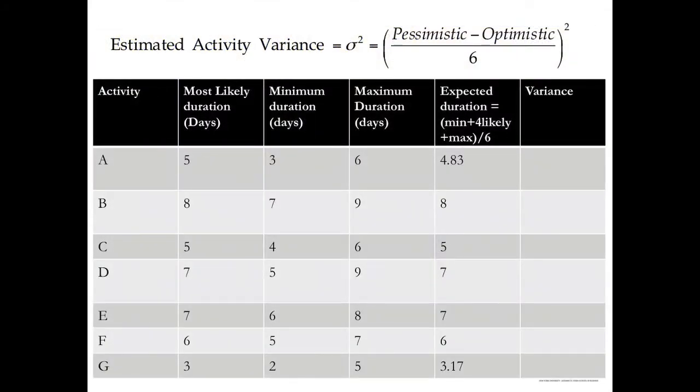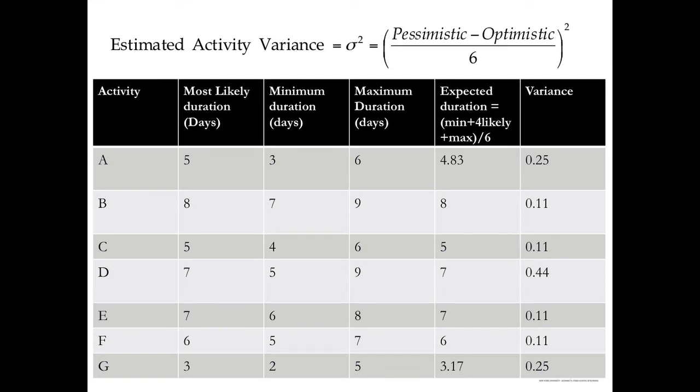To find the standard deviation of the project duration, we need to find the standard deviation or the variance of each one of the activities, and then the standard deviation of the project duration will be equal to the square root of the sum of the variances of the activities along the critical path. So the first step is to compute the variance of the duration of each activity according to the formula that appears above the table.